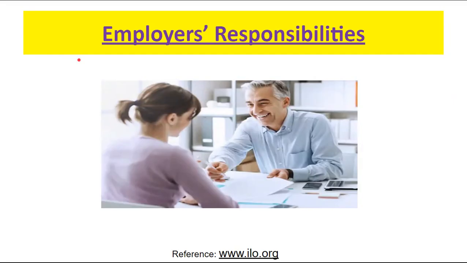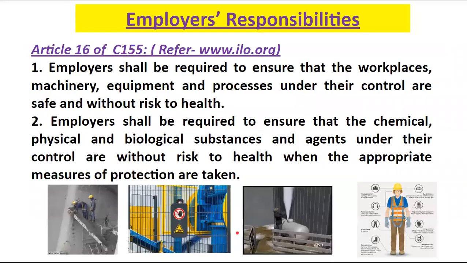We will discuss the employer responsibility, and as per the syllabus requirement, we have considered the significant points with reference from the ILO.org. As per Article 16 of C155, C is Convention number 155, the employer shall be required to ensure that the workplaces, machinery, equipment, and the process under their control are safe and without risk to health.